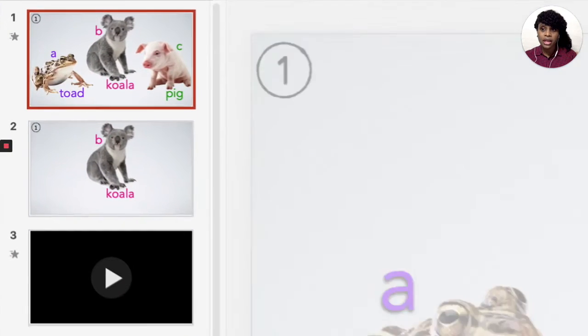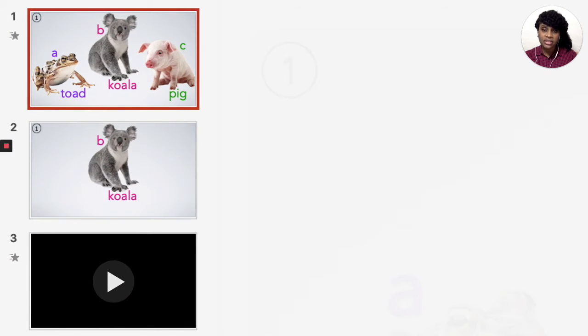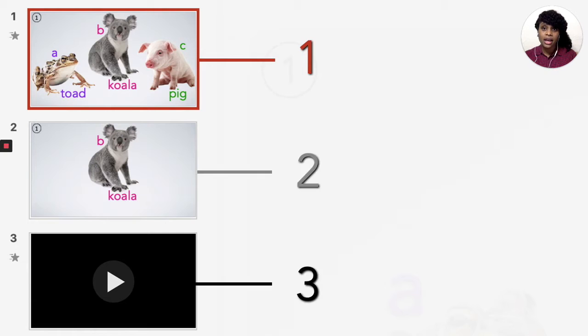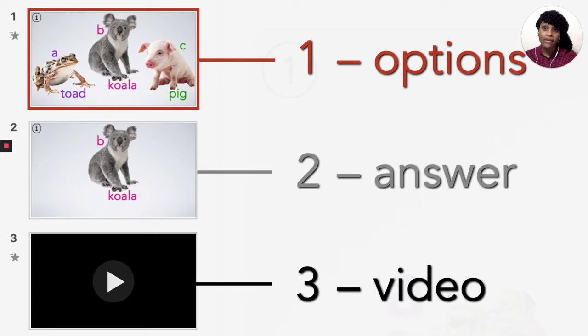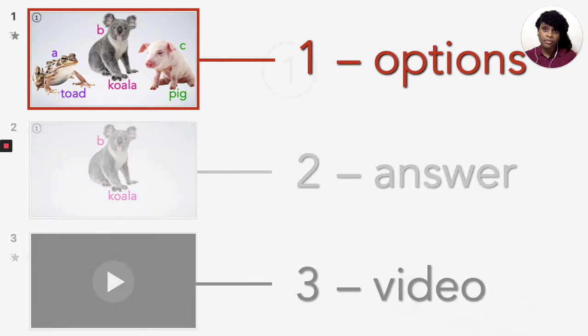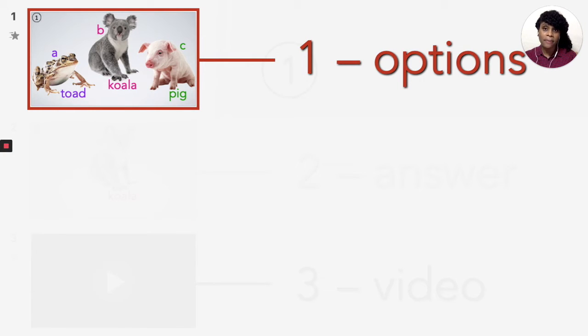Now in PowerPoint, you'll see here that I have 3 slides already created. And on the first slide, I have the options for the 3 animals. On the second slide, I have the answer. So I have 2 of the options deleted. And on the third slide, I have the video. This slide is the slide that's going to have the bulk of the multimodal features. So we're going to have text, we're going to have the images, we're going to have sound, and we're going to have animations on this slide.